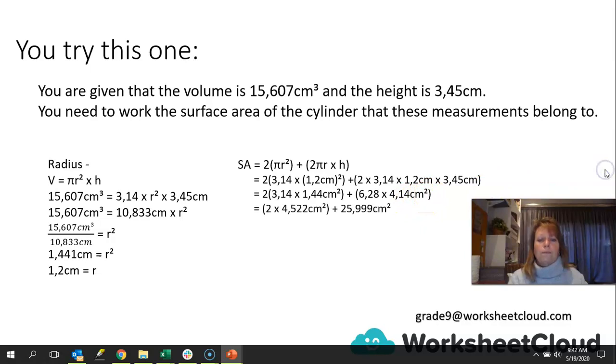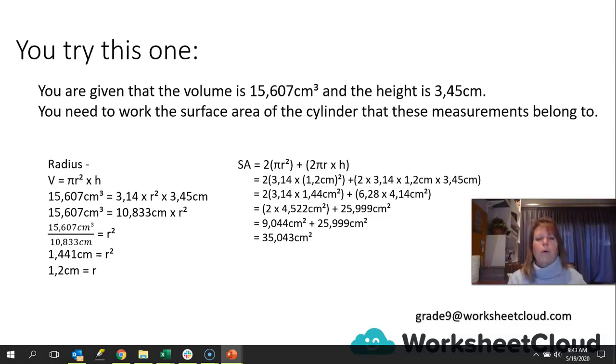Okay, so now we're going to times the 1,44 by the 3,14, which is pi. You're going to end up with 4,522 centimeters squared, and you've got to double that. And then we multiply that out and we get 25,999 centimeters squared. Okay, doubling the 4,522, you're going to get 9,044 centimeters squared plus 25,999 centimeters squared. Because they are like terms, just add them together and your answer is 35,043 centimeters squared. Did you all get that?